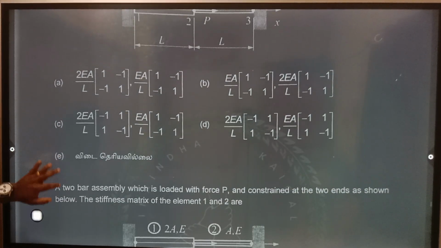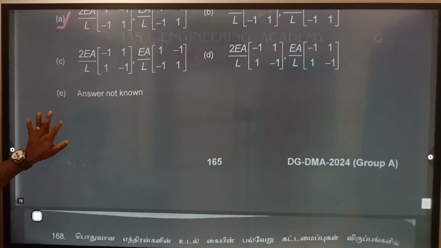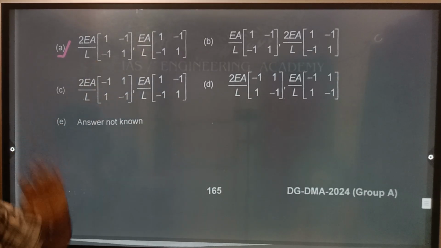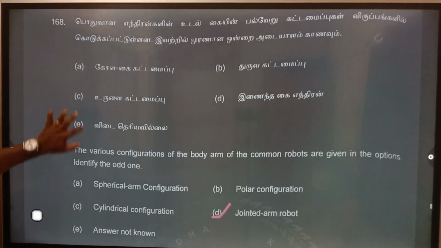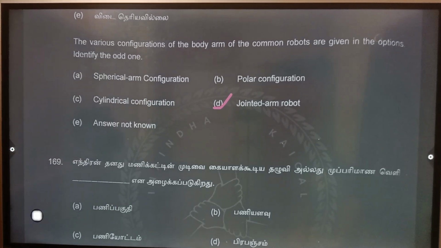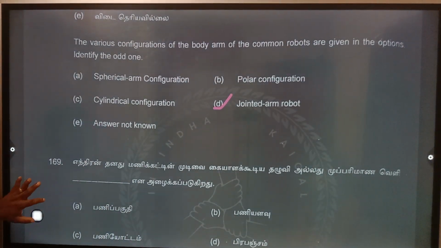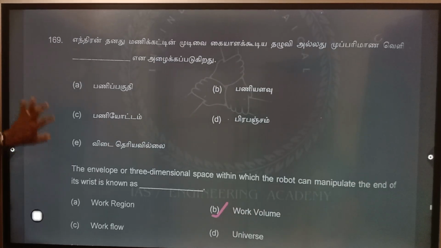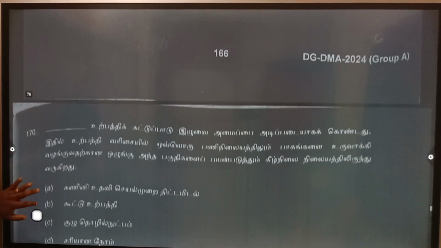167. Stiffness matrix அங்கிட்டிருக்கேன். The answer is A. 2A by L into this will be the answer. A is the answer. 168. The various configurations of body arm of common robots are given in the options. Identify the odd one. Jointed arm robot. That's odd one out. D is the answer. 169. The envelope or three-dimensional space within which the robot can manipulate the end of the wrist. That's work volume. Okay, B.